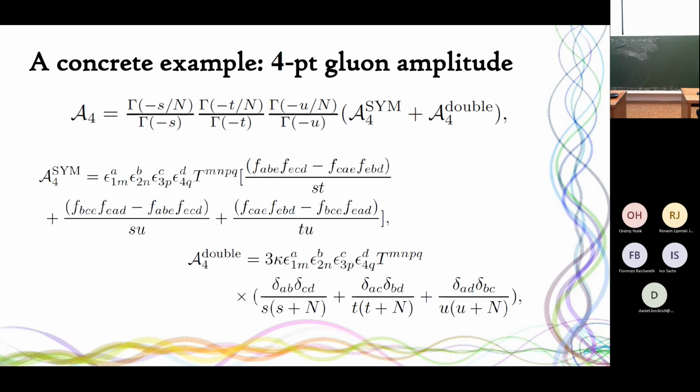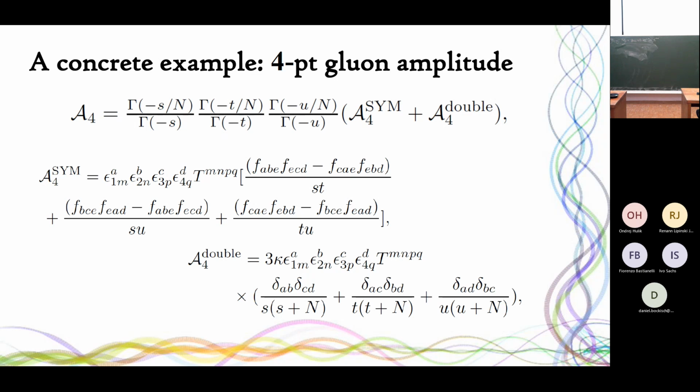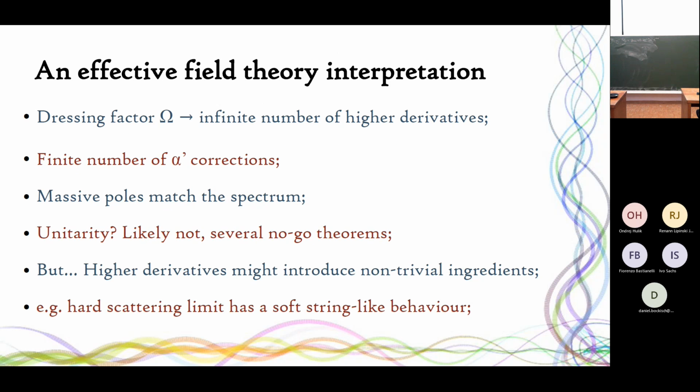If you want more details, there is this T here. It's given by this equation. So it's always in terms of these momenta, k1, k2, k3, k4, and some polarizations here. Okay. So what is the deal of this overall dressing factor?